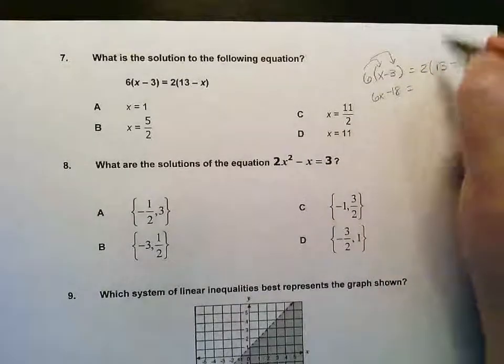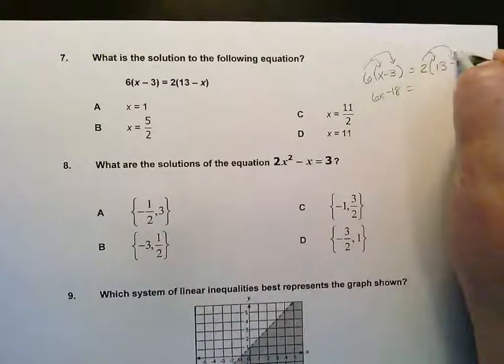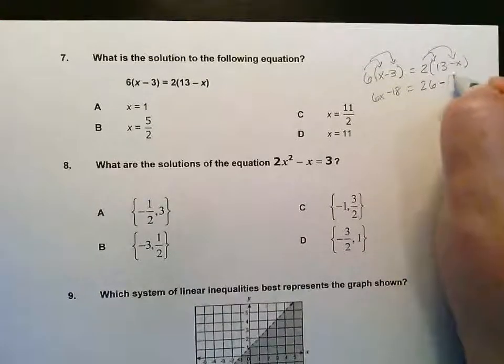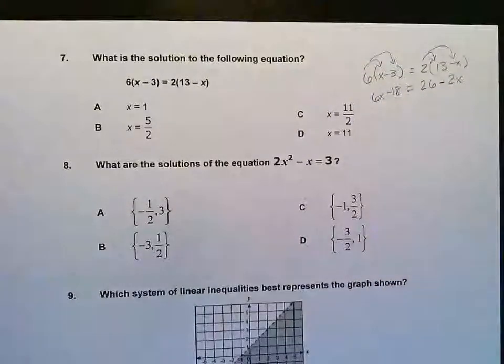We're going to do the same thing on the right. We're going to distribute the 2. So 2 times 13 is 26. And 2 times negative x is negative 2x.